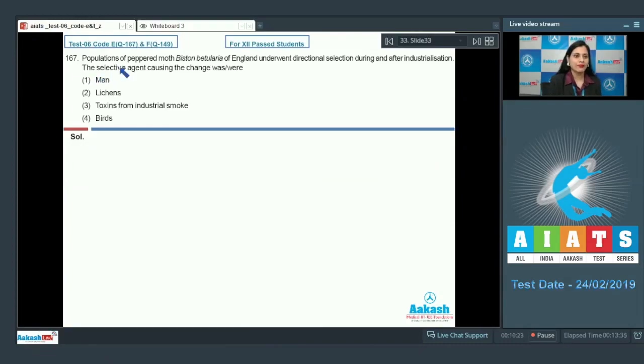Question number 167. Populations of peppered moth, Biston betularia, of England underwent directional selection during and after industrialization. The selective agent causing the change was or were, options are man, lichens, toxins from industrial smoke and birds. The correct answer to this question is option number 4, birds. Birds are the selective agent causing the change, which is directional selection during and after industrialization.